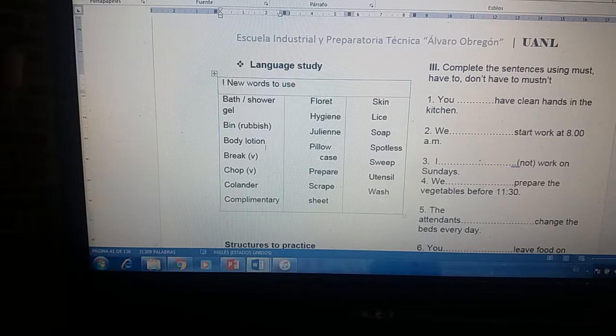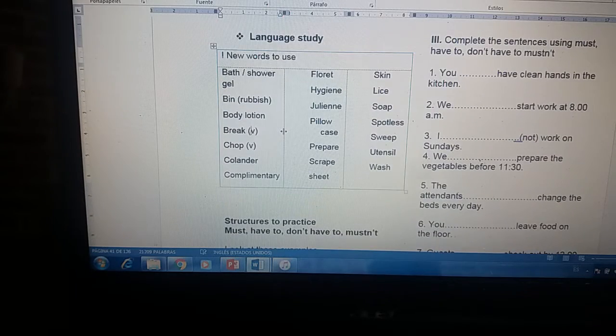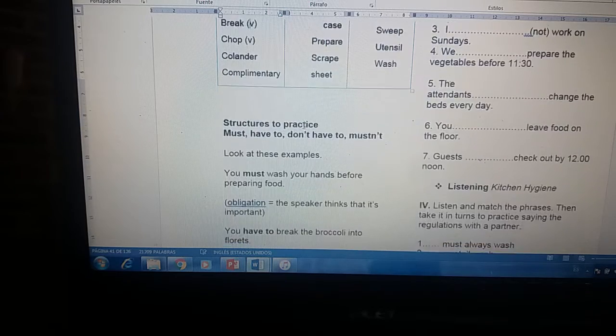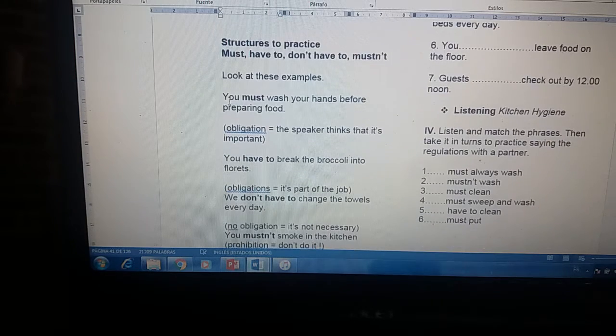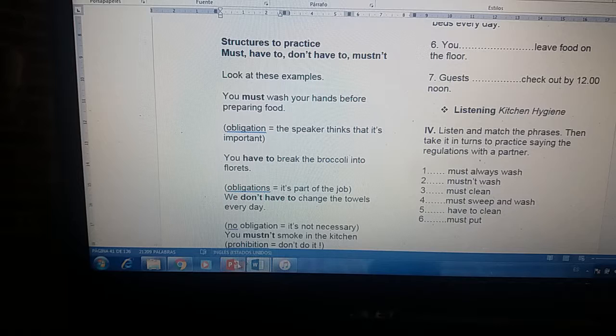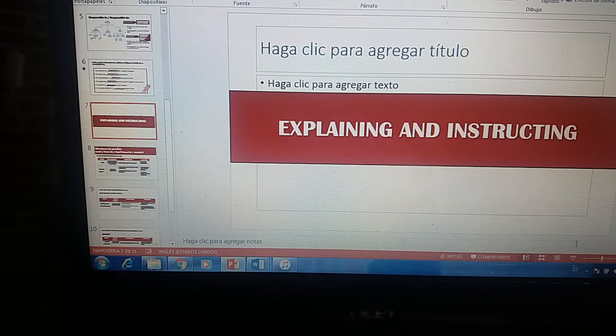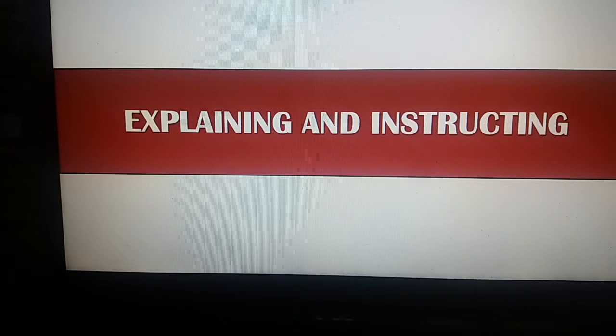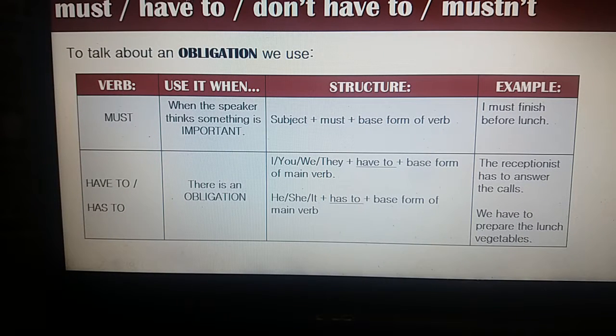Okay, remember to find the meaning of these words. All right, what do they mean in Spanish? And then you will find the structures to practice. Now I'm gonna explain you this part. In these structures to practice, we will talk about the expressions must, have to, don't have to, and mustn't. Okay, we have must, have to, don't have to, and mustn't.